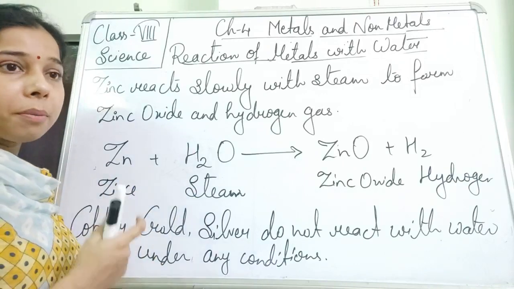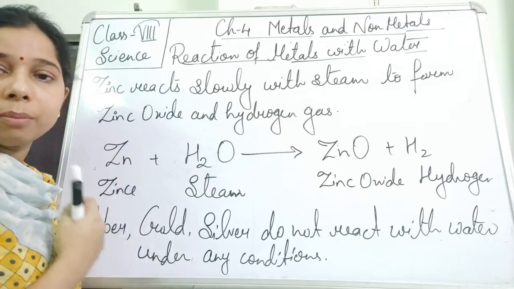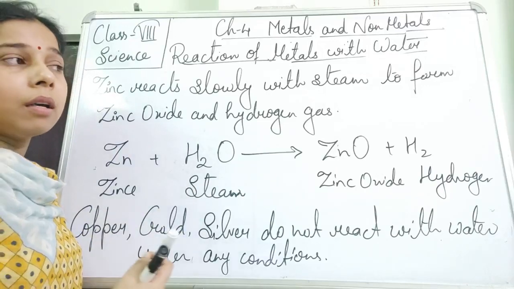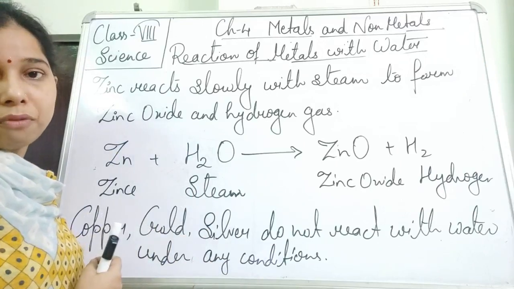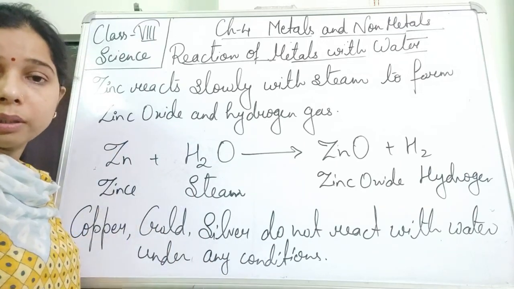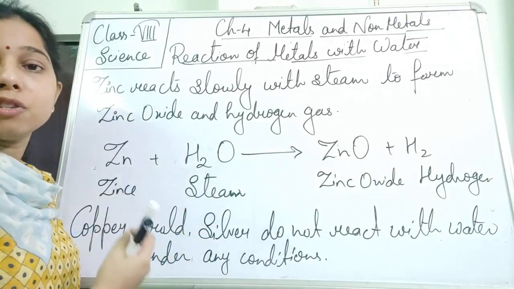If we talk about magnesium, magnesium does not react with cold water, but it needs a little bit of temperature to complete the reaction. So we use hot water for it. It will react with hot water, and finally magnesium hydroxide is formed.